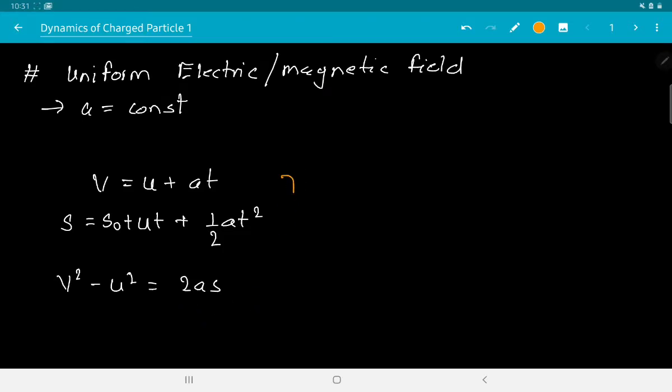These equations we cannot apply if the acceleration is not constant. So these are applicable when acceleration is uniform or acceleration is constant. Okay, let us see the next point.